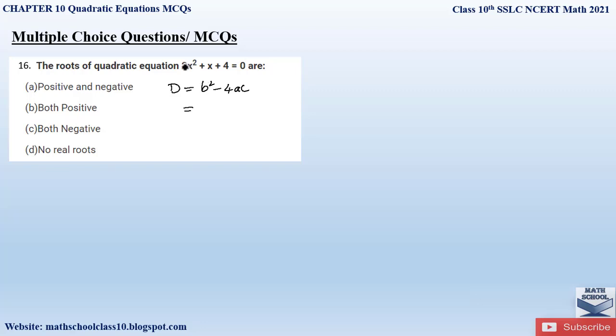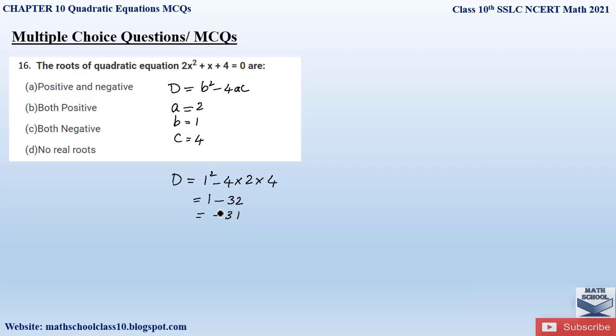Here you can see that a is equal to 2 from the given quadratic equation, b is 1 and c is equal to 4. So substitute these values in the discriminant. D is equal to b square, which is 1 square, minus 4 into 2 into c, which is again 4. So 1 square is 1, minus 4 2s are 8, 8 4s are 32, so our discriminant will be minus 31.